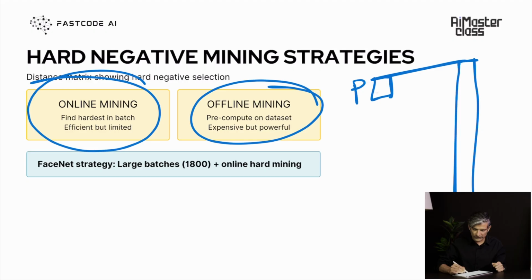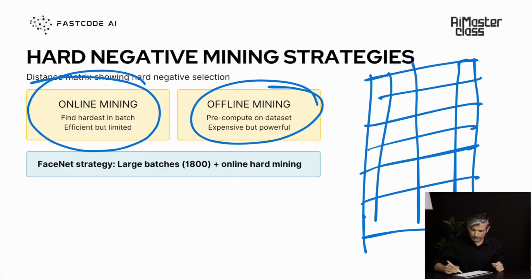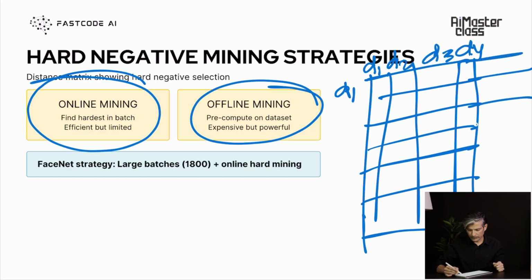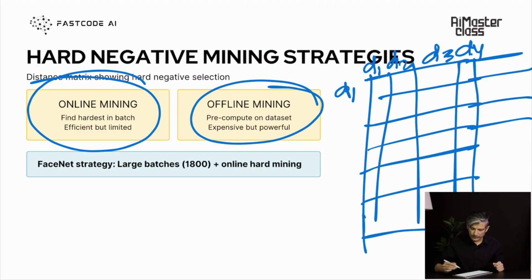What you usually do in practice is create this matrix. Let's first make this matrix. In this matrix, we write data point 1, data point 2, data point 3, data point 4, and so on. And here we have the same thing: data point 2, data point 3, data point 4, and so on.